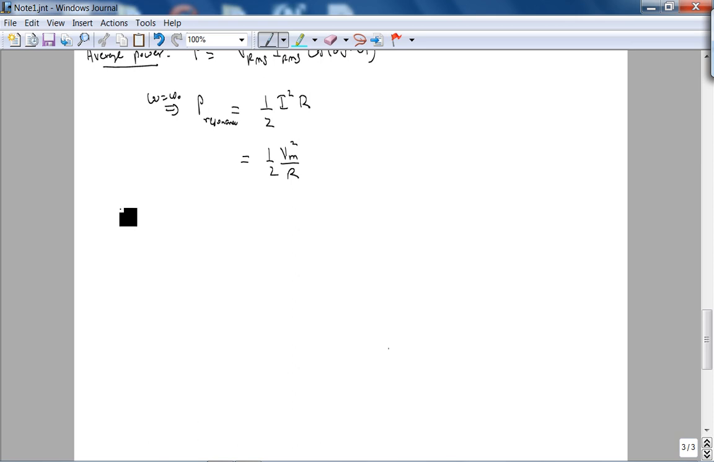Now, in other words, maximum power dissipated occurs at resonance.